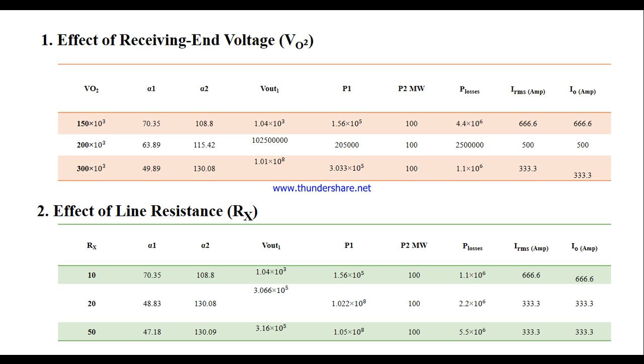This shows that the rectifier and inverter adjusted their firing angles to maintain the required power transfer and balance the two AC networks. However, for the effect of line resistance, V2 was fixed at 300 kilovolt and Rx was changed from 10 to 15. The transmission losses increase with higher line resistance. A large voltage drop was observed across the DC line. However, alpha 1 and alpha 2 showed very little change, indicating the converter operation remains stable.